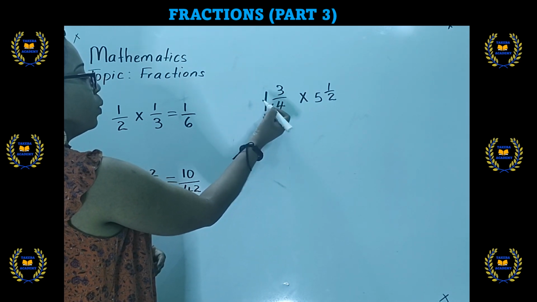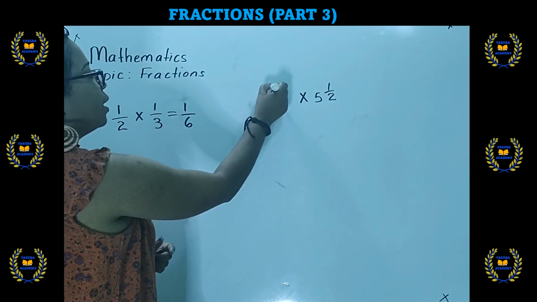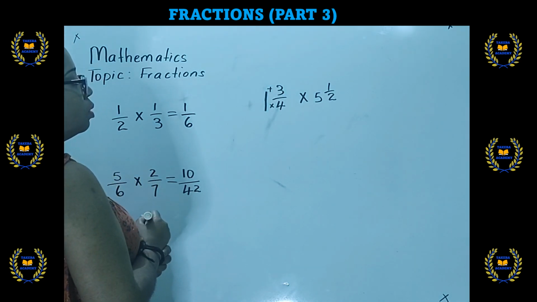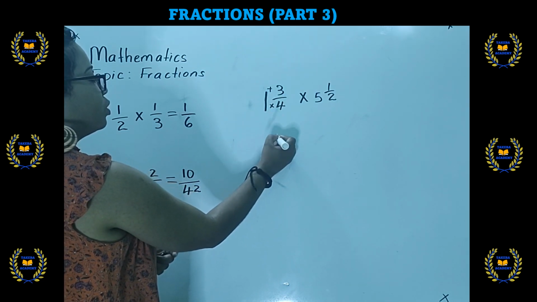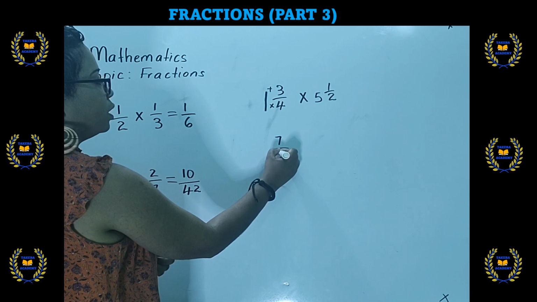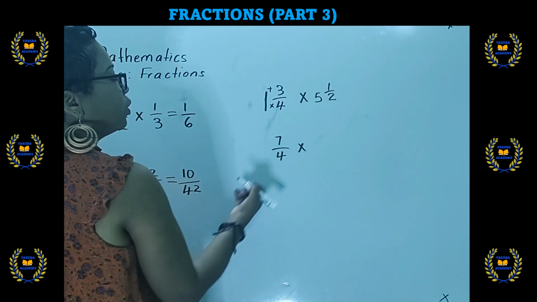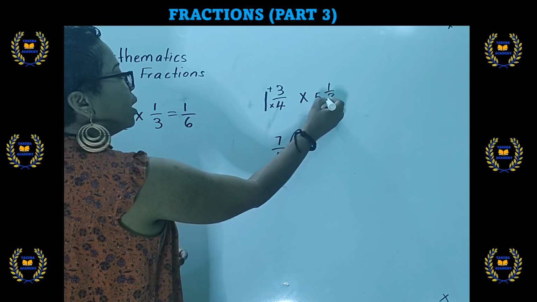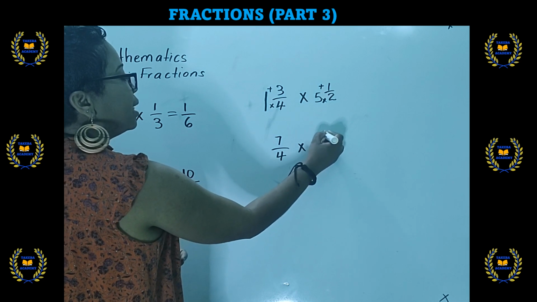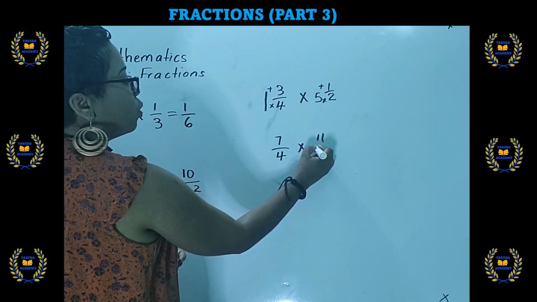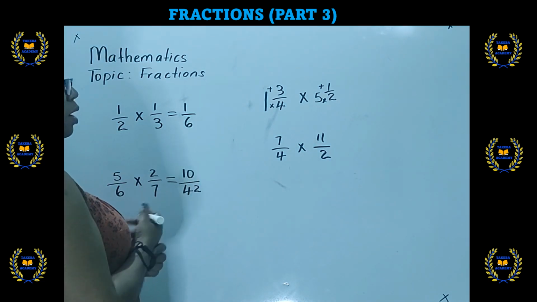We multiply our denominator by the whole number and then we add our numerator. So 4 times 1 is 4. 4 plus 3 is 7. That goes over the denominator. And then we do the same thing with our second fraction. 2 times 5 is 10. 10 plus 1 is 11. And that goes over our denominator, which is 2. So now we have our fractions.